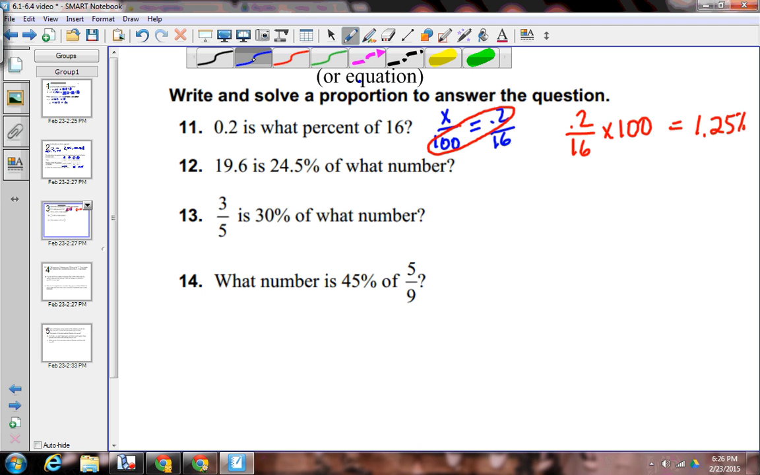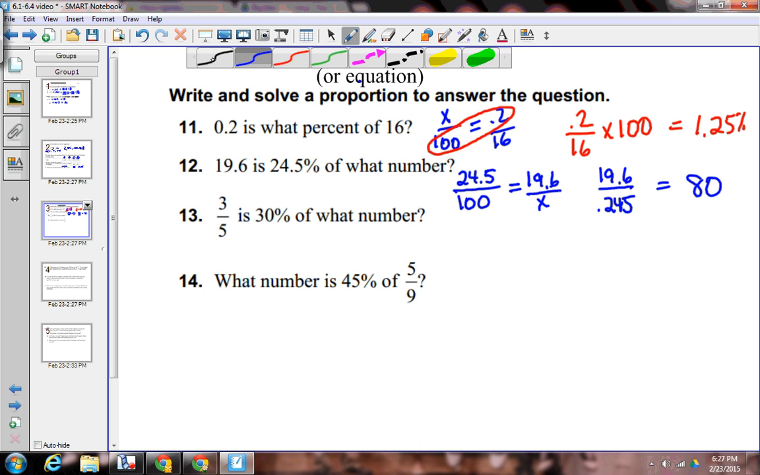Okay, on to our next problem. We're trying to find the whole. So we can either write our proportion, 24.5 over 100 is equal to our part, 19.6, out of our whole, or we can write an equation which would be taking our part and dividing it by our percent in decimal form. Whichever way you choose, we would be getting the same answer of 80.